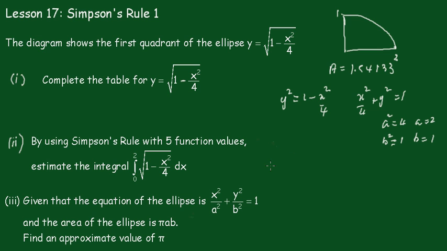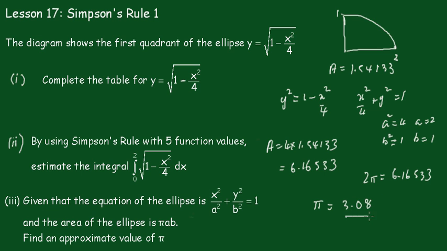Okay, therefore, we know that the area here was 1.54133. That's the quarter of the ellipse. So to get the total ellipse, it will be 4 times that. So the area equals 4 times 1.54133. And that gave the total of 6.16533. Now, we know that the area is pi times AB, so we know that 2 pi is the exact area, but that must be equal to 6.16533. And when we divide both sides by 2, we get pi equals approximately 3.08.